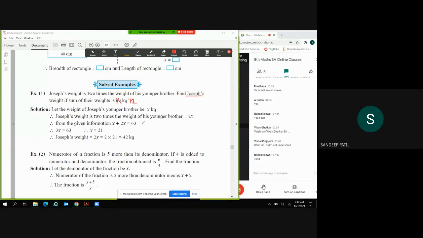Yeah, I can see someone has posted the answer. Anyone other than this? So here we are simply replacing 63 kg with 72. Yeah, so two students have posted the answer as 48 kg.